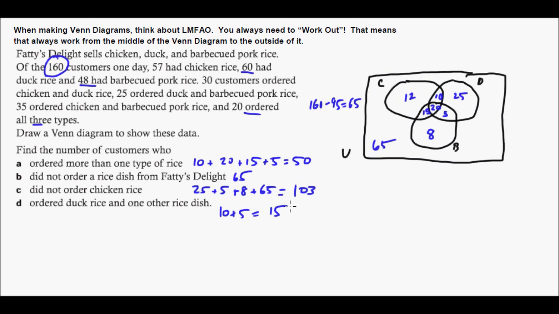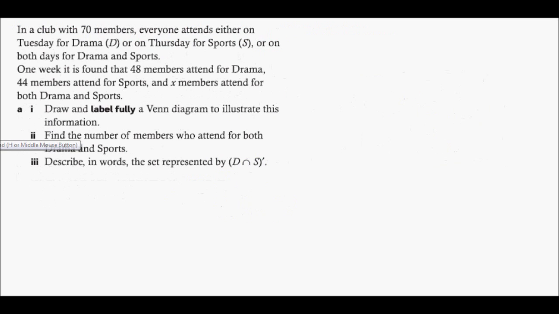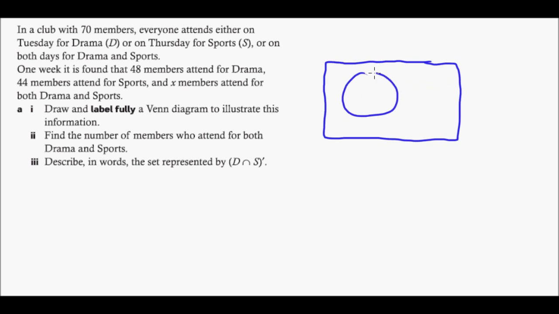And let's do one last one with a little bit of algebra in it. Okay, it says in a club with 70 members, everyone attends either on Tuesday for drama or Thursday for sports, or on both days for drama and sports. One week it found 48 members attend drama, 44 attend sports, X members attend both. Draw and fully label a diagram to illustrate this data. Well, no problem. This is actually only a 2 circle Venn diagram. We have drama here, and we have sports here. Now, they say that X is the number who attended both, so X is going to be here.